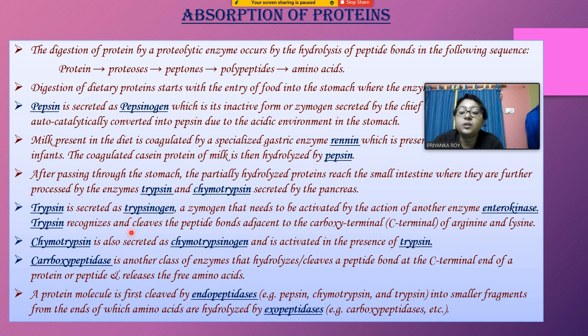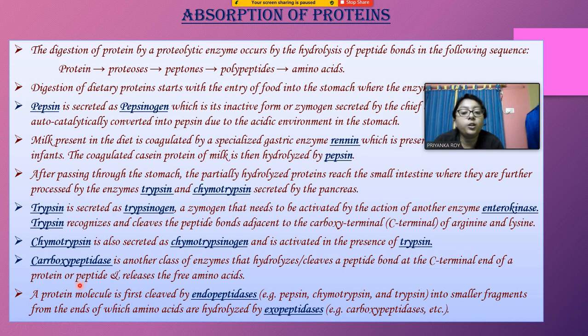Now, chymotrypsin is also secreted as chymotrypsinogen. So, you see that most of the enzymes are secreted in their inactive form, the zymogen form, and then they are further activated so that they can function properly. So, in the presence of trypsin, the chymotrypsinogen is activated into chymotrypsin. Okay. Now, carboxypeptidase is another class of enzyme. It releases free amino acids from proteins from the C-terminal end.